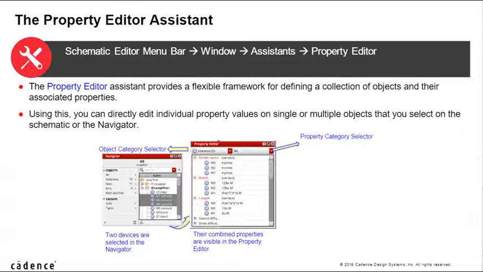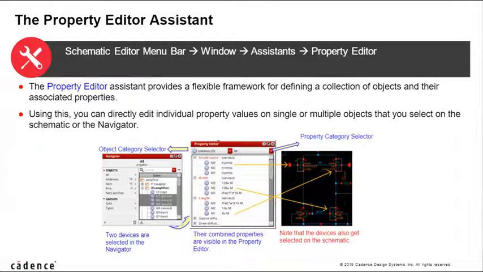You can also access these properties by pressing the alphabet Q on the keyboard. This will open the Edit Object Properties form, and this form allows you to perform similar edits. At this time, I should point out that whatever selections you make in the navigator or property editor, you will see that the corresponding instance, net or pin is also selected in the main schematic canvas.